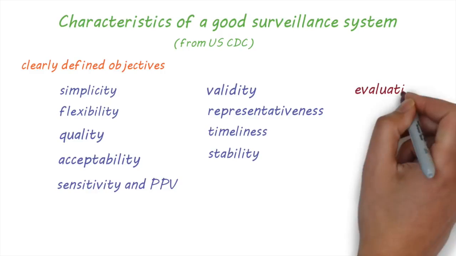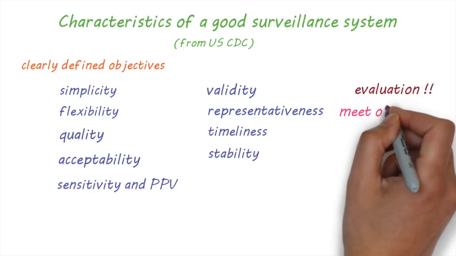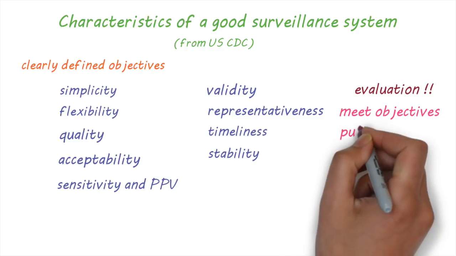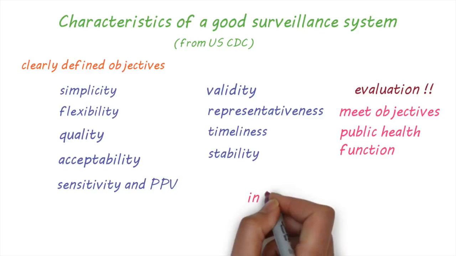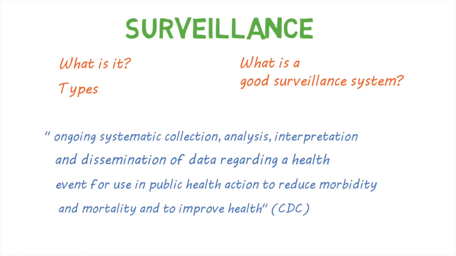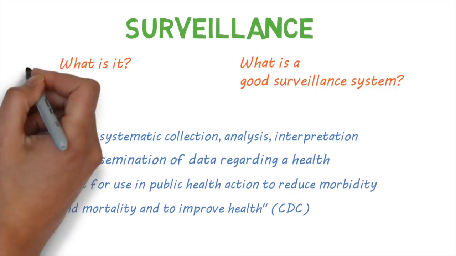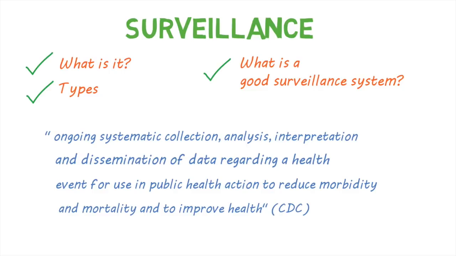It's also important that surveillance systems are evaluated routinely to make sure that they continue to meet their objectives and that they're serving a useful public health function. And finally, surveillance isn't just about monitoring health events, but providing useful information to enable public health action. So that's an overview of public health surveillance. We've had a look at what surveillance is, different types of surveillance, and characteristics of a good surveillance system.